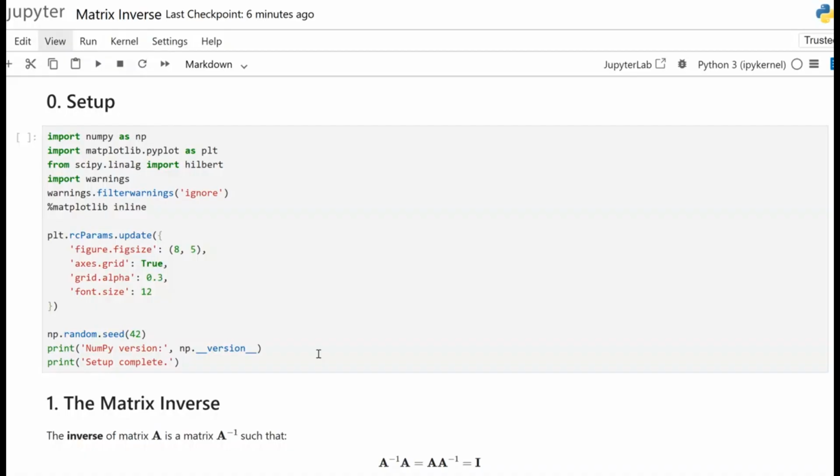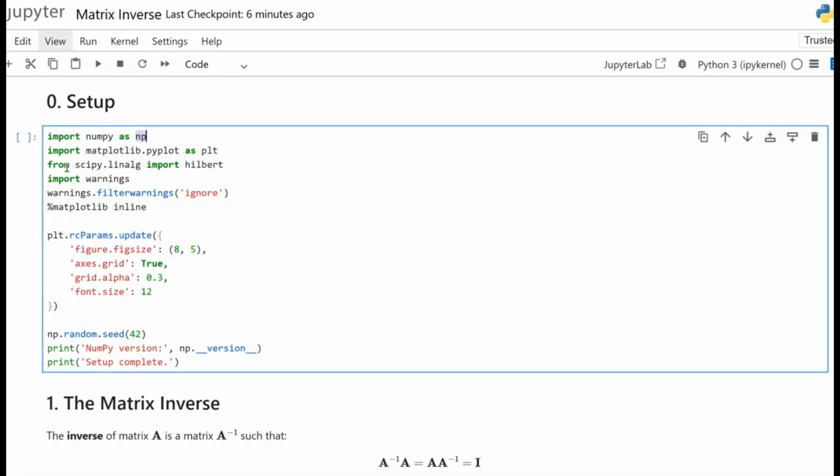Before going on to the discussion, let me include the necessary libraries. Import the NumPy library and assign it the alias np. Next, matplotlib: this imports the plotting module pyplot from matplotlib and aliases it as plt. And of course, we are also importing hilbert, an exact function to create Hilbert matrices for numerical analysis and stability testing.